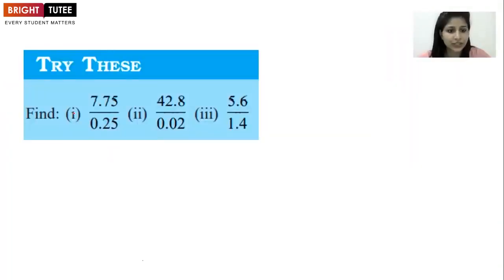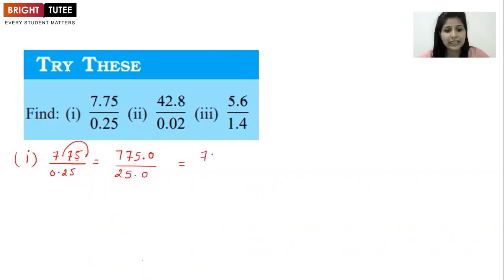Let us solve this question. In the first part we have 7.75 divided by 0.25. As we can see, in the numerator and denominator the number of decimal places is the same. So if I shift the decimal in the numerator by 2 places, I'm shifting it by 2 places. Also, if I shift in the denominator by 2 places, it will become 25.0.